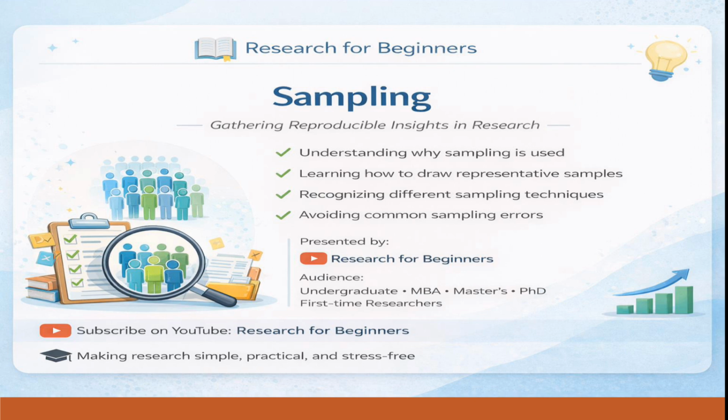That's why understanding sampling is essential for undergraduate students, MBA learners, master's students, and PhD researchers. Don't worry. In this lecture, I'll explain everything slowly, step by step, and using very simple real-life examples. By the end of this video, you will clearly understand what sampling is, why it is used, common sampling errors, and how to avoid mistakes that weaken your research.